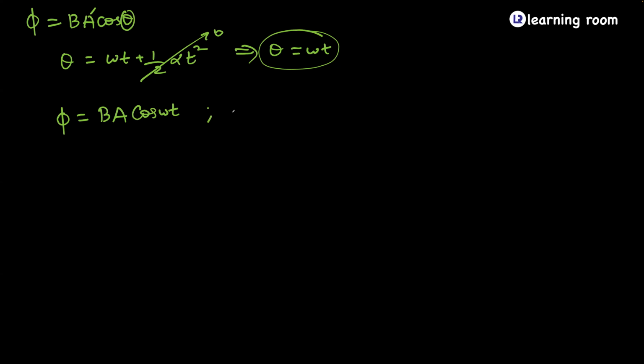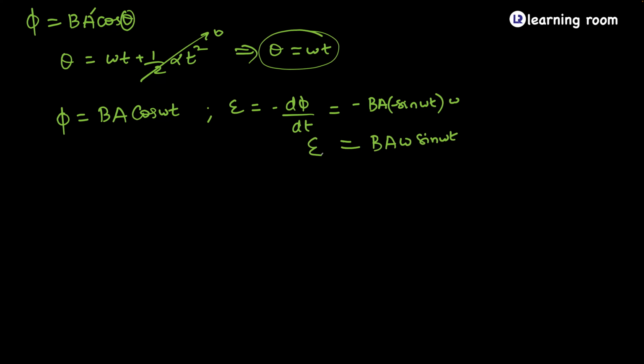But I know the fact that EMF is equal to minus d phi divided by dt. So if I differentiate this, I'll get minus BA into derivative of cos omega t is going to be minus sine omega t into derivative of omega t, chain rule. You need to have omega. So minus of minus will be plus. So it is going to be BA omega sine omega t. So the value of EMF induced is going to be BA omega sine omega t if the coil has only one turn.